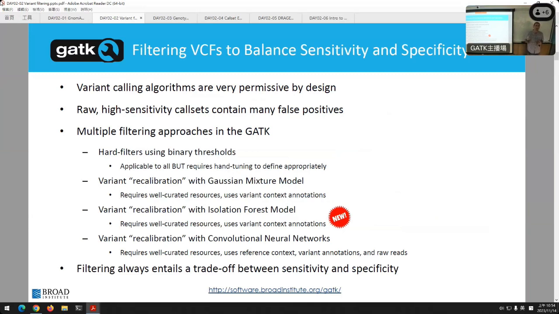And again, we do filtering when we have lots of data. Aaron talked yesterday about why joint calling was important. That's because you can filter. You're more powered for filtering when you see many samples.